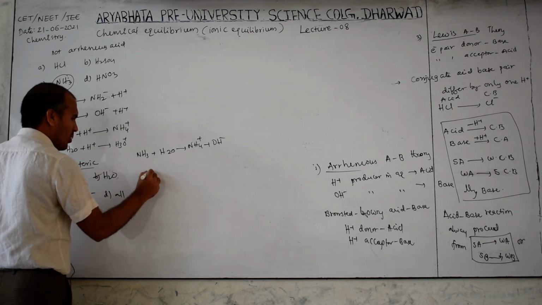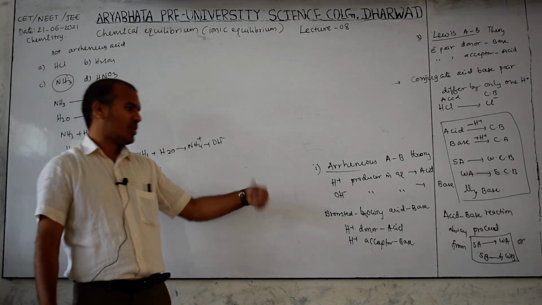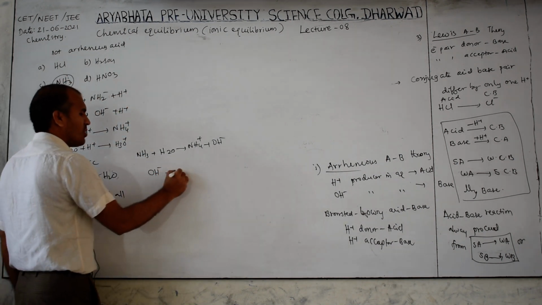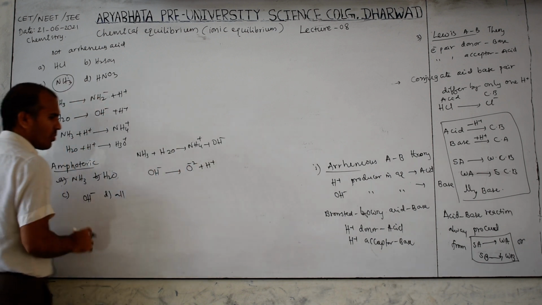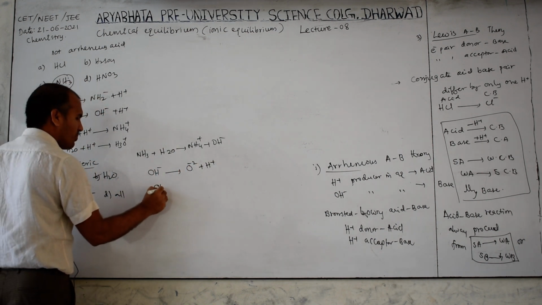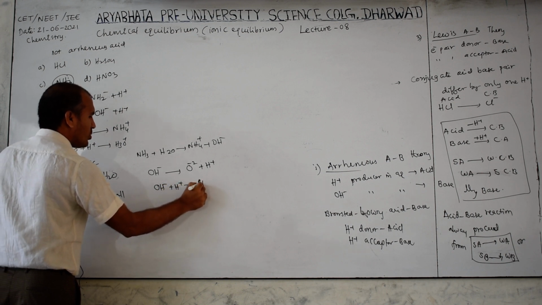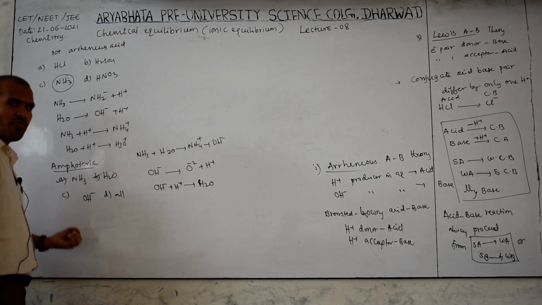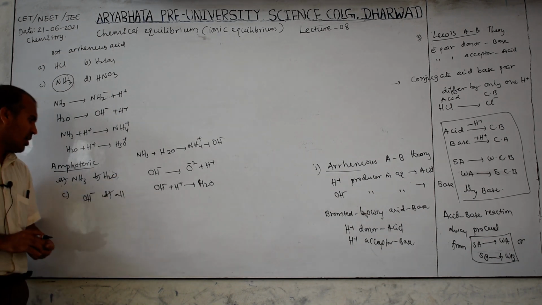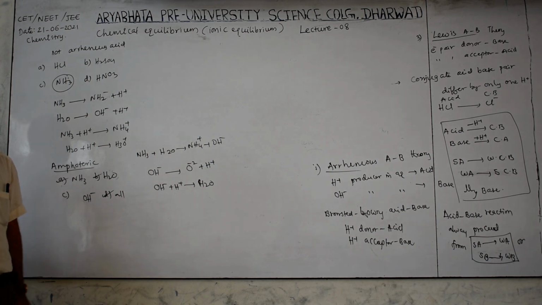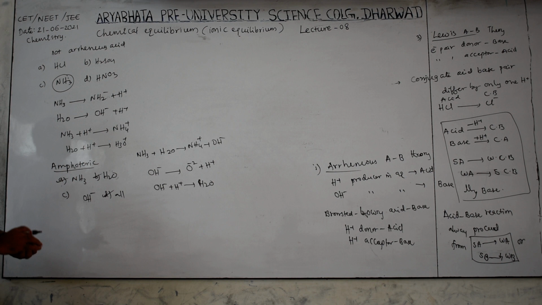According to Bronsted theory, OH minus. According to Bronsted theory, H plus donor is acid. If it donates H plus, then it is O minus 2 plus H plus. H plus donated, no problem. It accepts the H plus, then this will be converted into H2O. So this is amphoteric also. Therefore, all are amphoteric according to which theory? Bronsted theory.